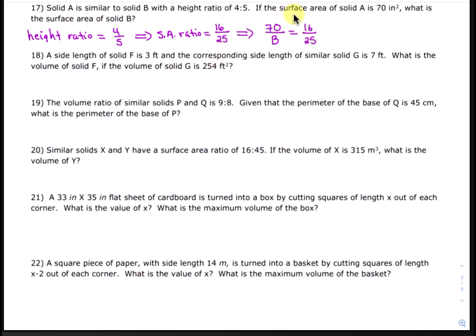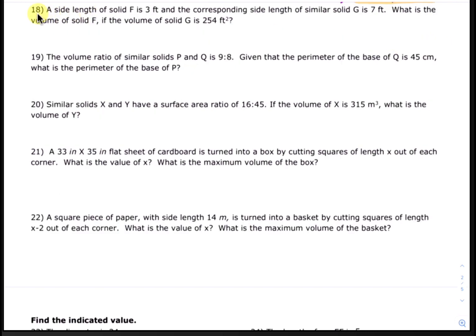And now we can set up an equation using proportions. We know that 16 to 25 is equal to 70 to the larger surface area B. So then we cross multiply, and we get 16 times B is equal to 70 times 25. And 70 times 25 is 1750. Then we just need to divide by 16 on both sides. So B, the surface area of solid B, is 109.375 inches squared.